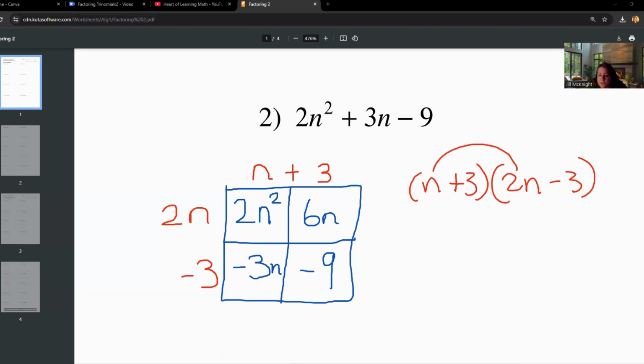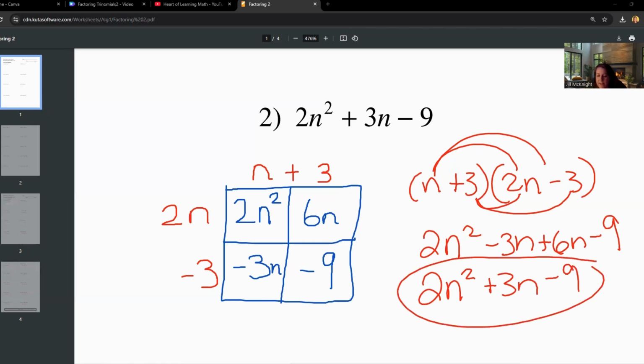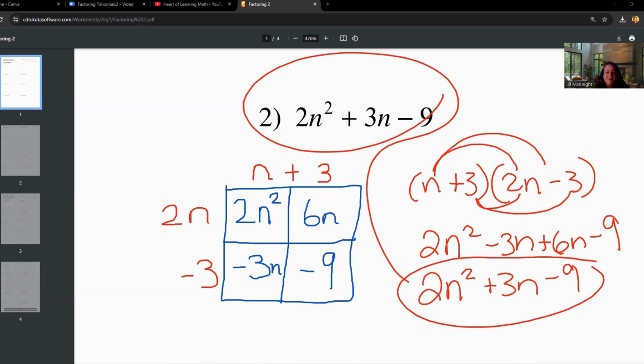We got 2n squared minus 3n plus 6n minus 9. And if we combine the middle two terms, we have negative 3n plus 6n, which is plus 3n minus 9. And we end up with what we started with. So we got it right.